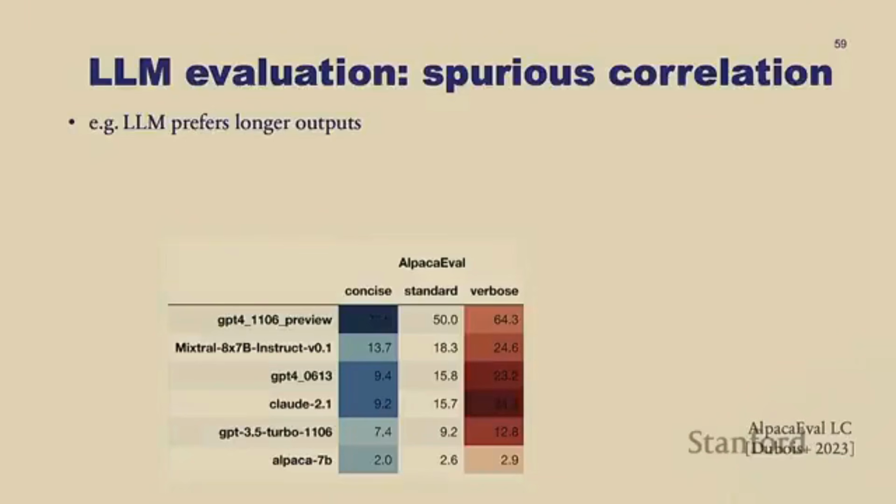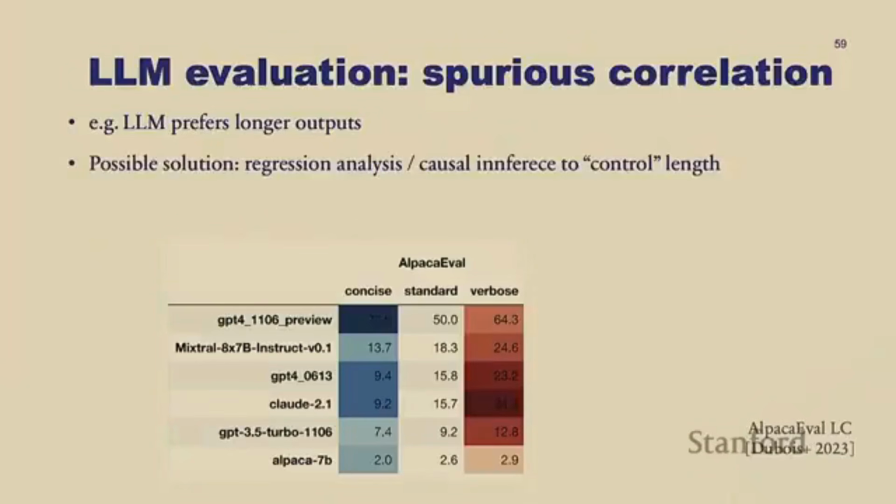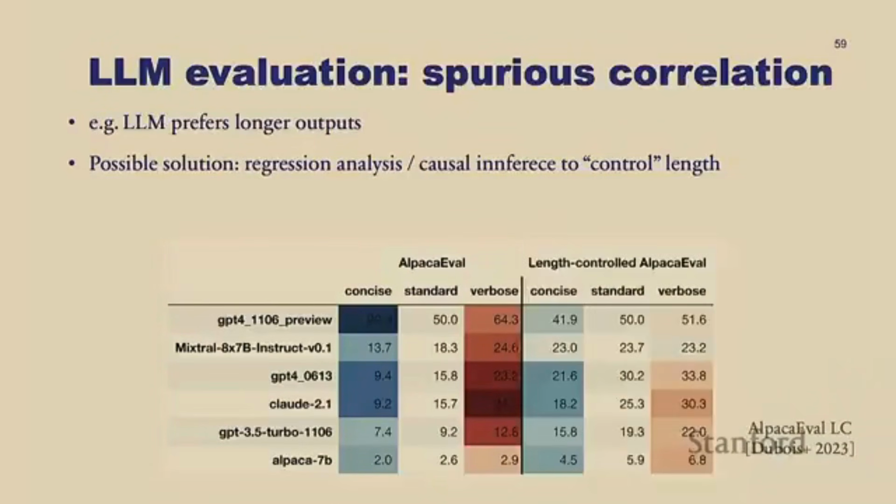That's very annoying. So one possible solution, which is what we did, is to use some regression analysis. I'm not going to go into details, but basically use causal inference tools to control for length. And right now, length matters much less. If you ask it to be verbose, you still get some gains, but much less.